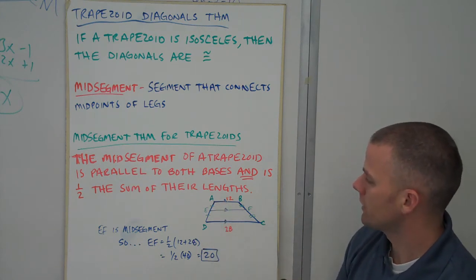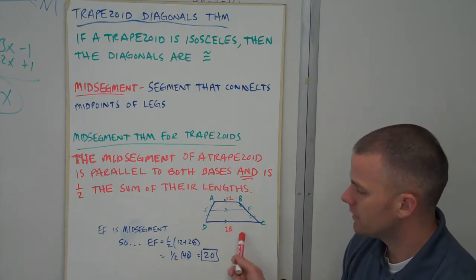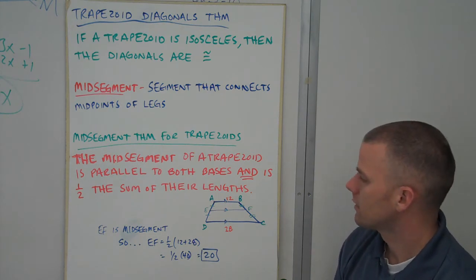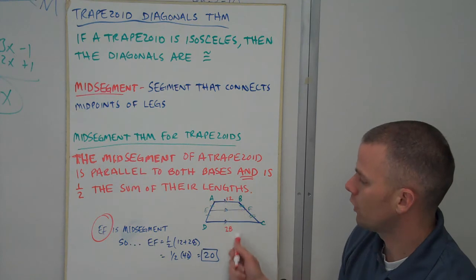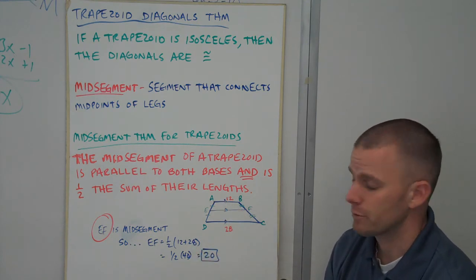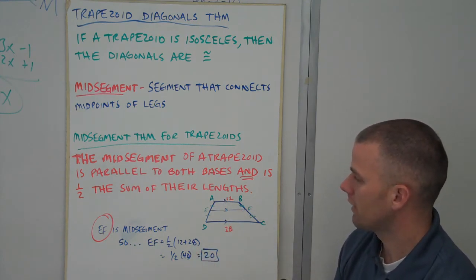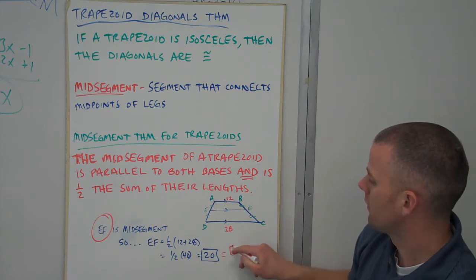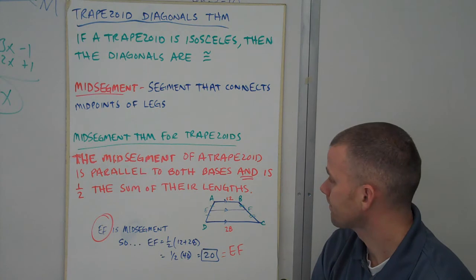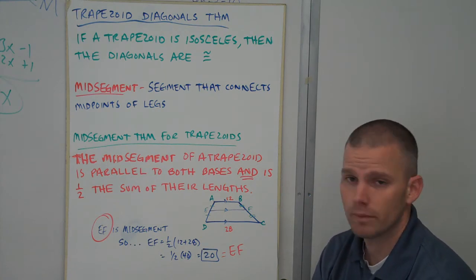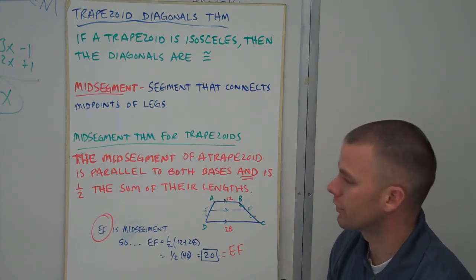So here AB has a length of 12, DC has a length of 28. So if I want to find the length of segment EF, I'm going to add 12 and 28 together. It gives me 40. Take half of that. I know that EF has a length of 20 units. So, not too bad. Add them up, take half, you're good to go.